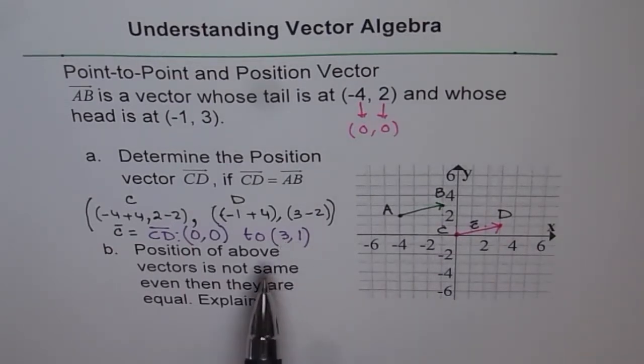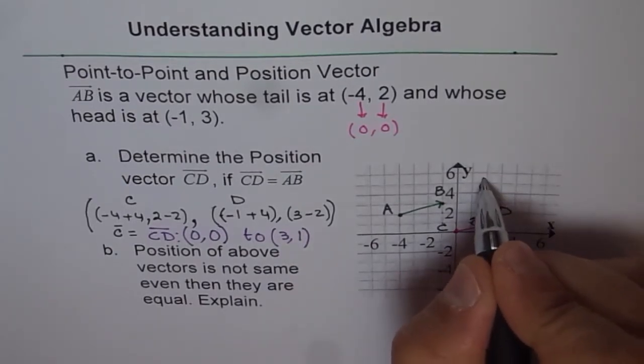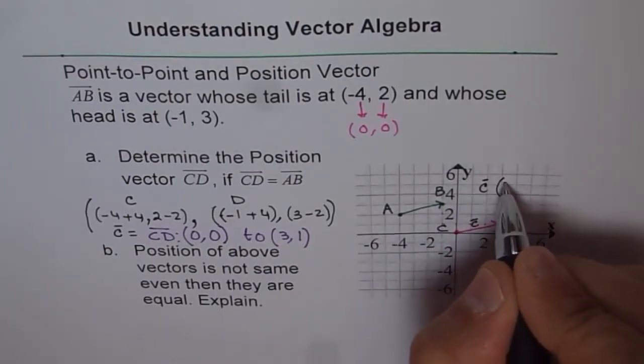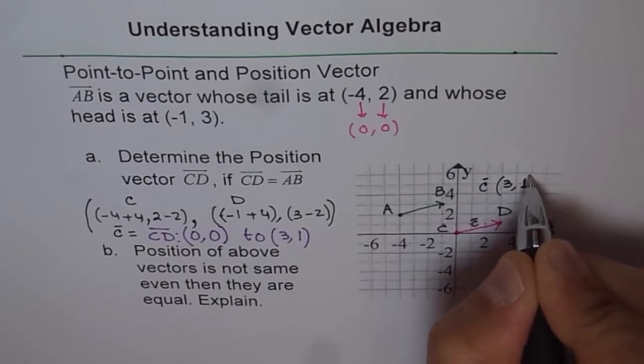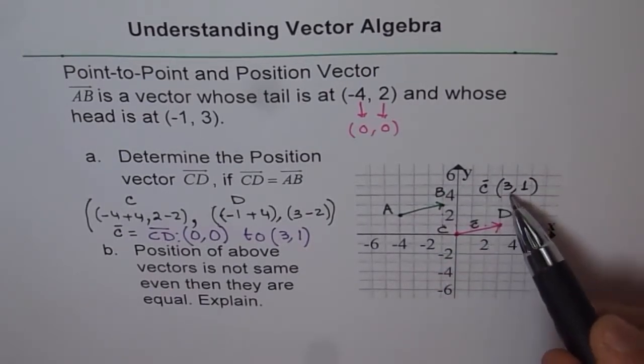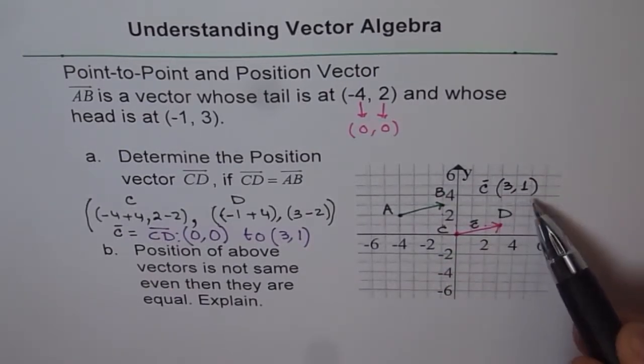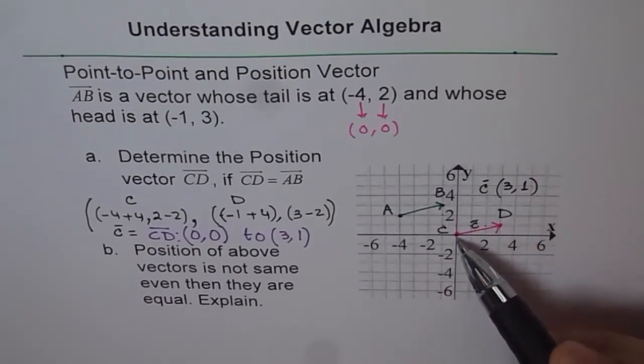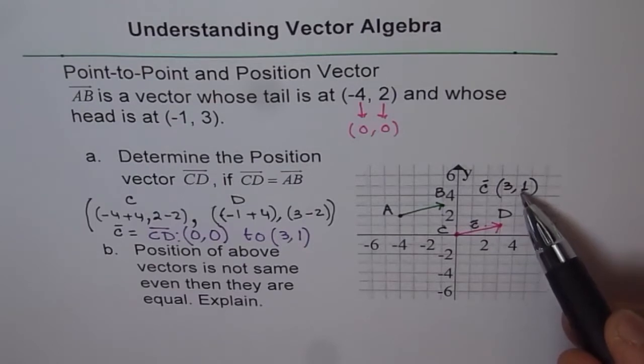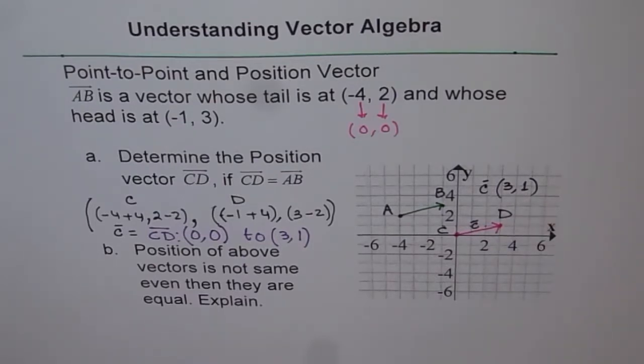3, 1. So when I say vector c is 3, 1, let me write vector c here, and let me just write position 3, 1, right? So when I say vector c is 3, 1, it is a position vector whose tail is at origin, we all know, and this is the location of the head. Do you see the 3, 1, right? So that is how we can now represent our vector.